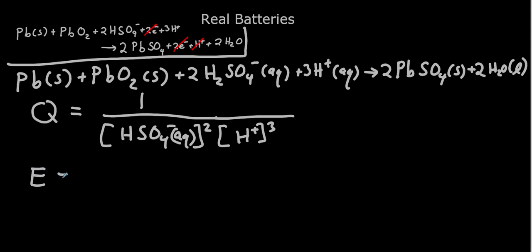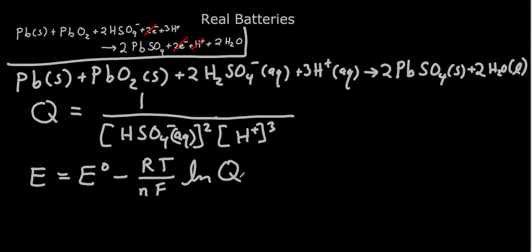The voltage is going to be the standard voltage for this cell, which is about 2 volts, minus RT over nF log of Q. So let's go ahead and write that this is about 2 volts. This explains, by the way, why a fully charged car battery is around 12 volts, because you have 6 of these cells in a car battery.